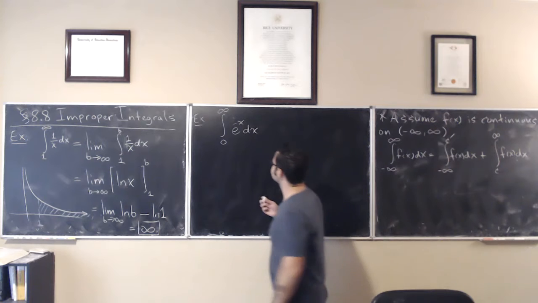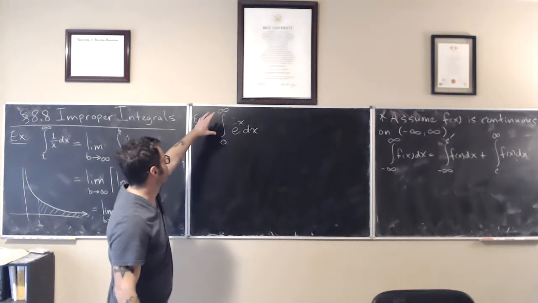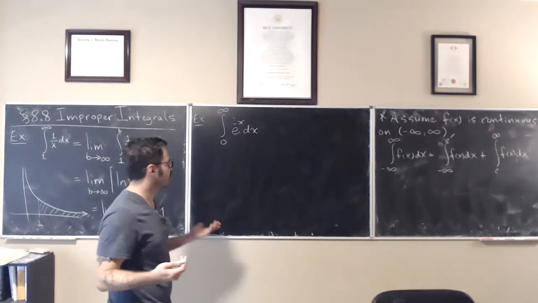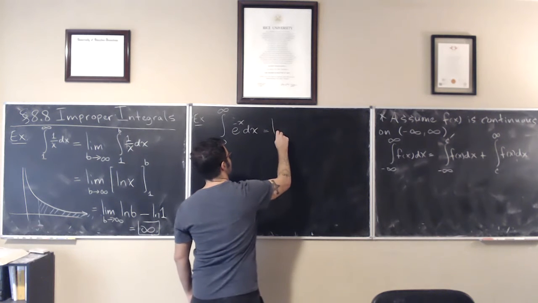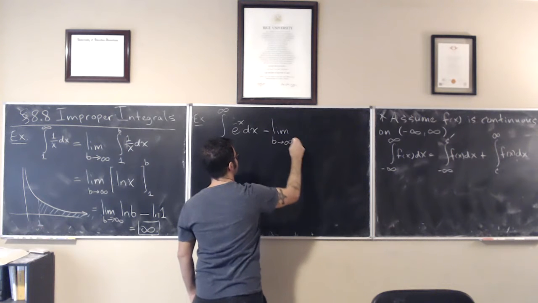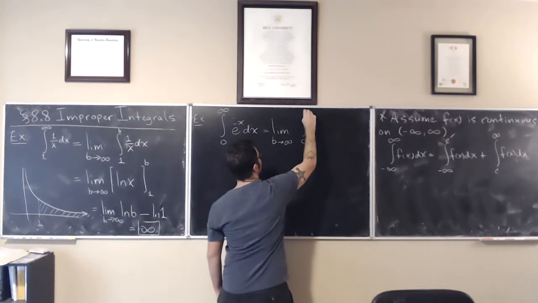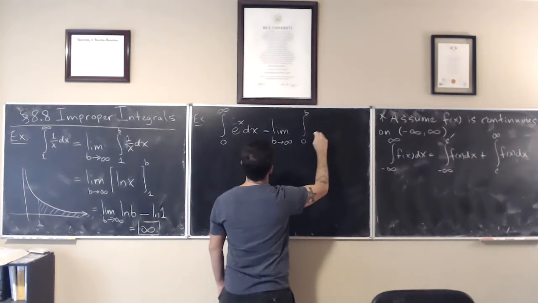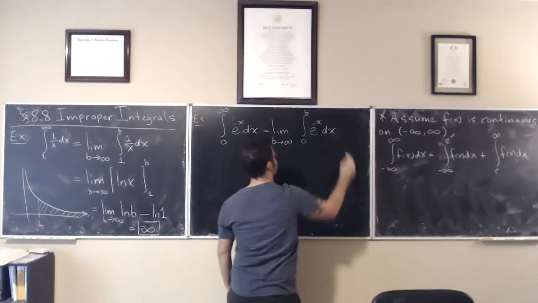Okay, so we have e to the power of minus x. We have this improper integral, so we need to first write it as a limit, right? So this will be the limit as b goes to infinity of the integral from 0 to b of e to the minus x dx.